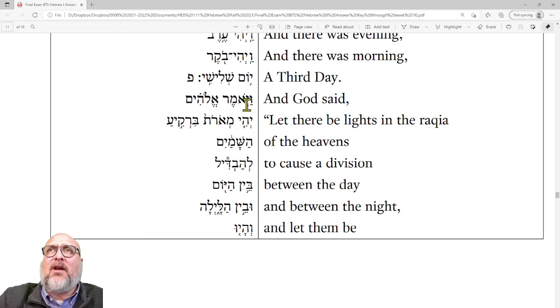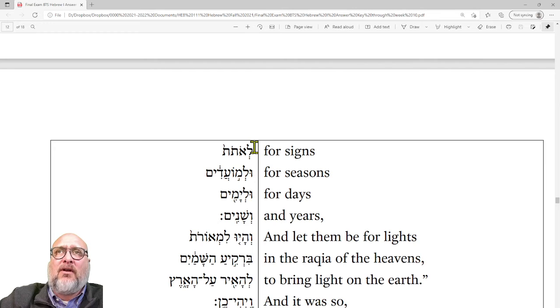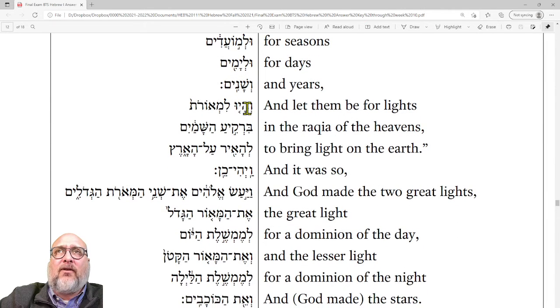And I think this is probably the new material. Vayomer Elohim, and God said, yehi me'orot birkia hashamayim, let there be lights in the rakia of the heavens. So this is a construct, and if this word has a "the," then all the words in the construct chain have a "the." In the rakia of the heavens, to cause a division, so that's an infinitive construct with the preposition le, it's a hifil: to cause a division between the day and between the night, and let them be for signs, for seasons, for days and years, and let them be for light in the rakia of the heavens, in order to give light on the earth.